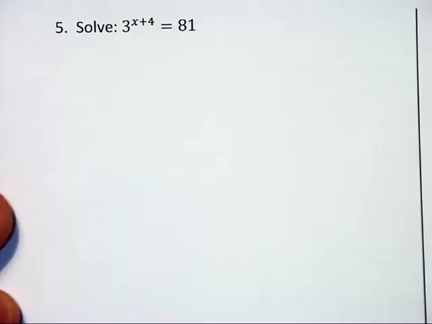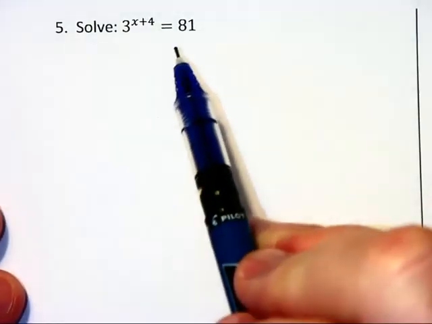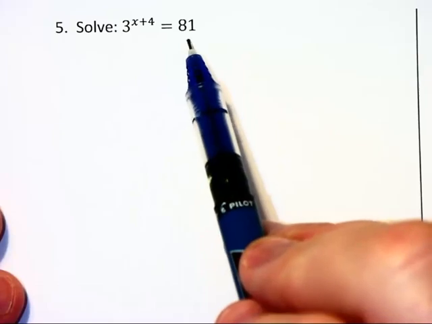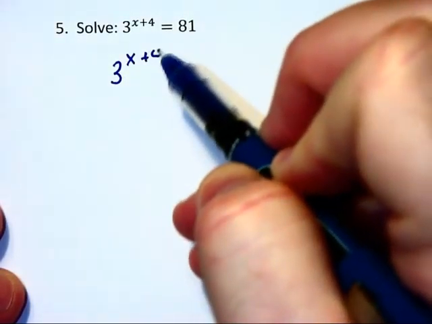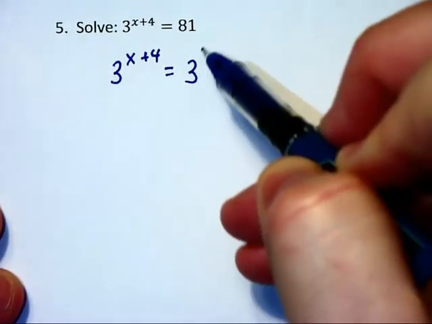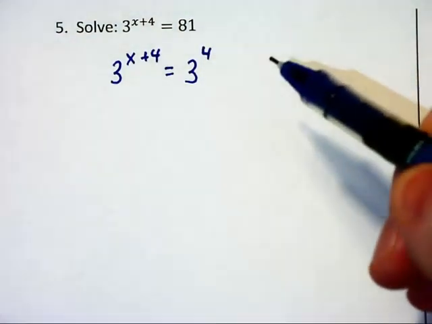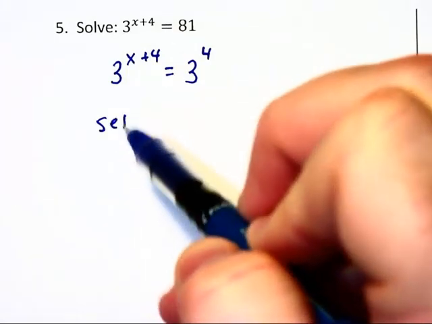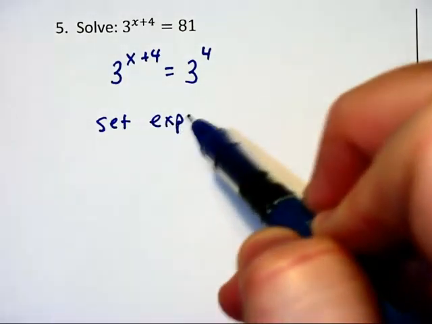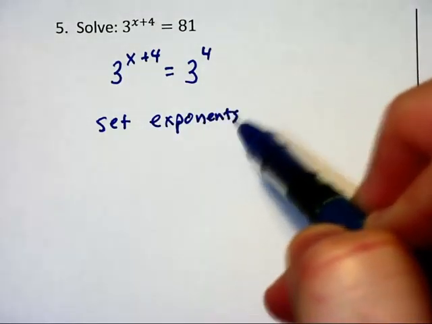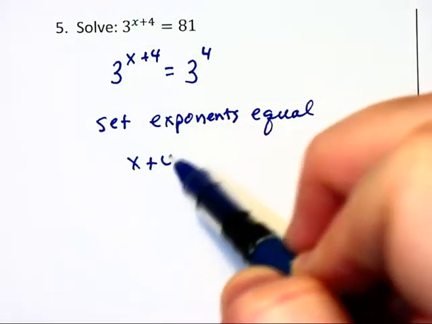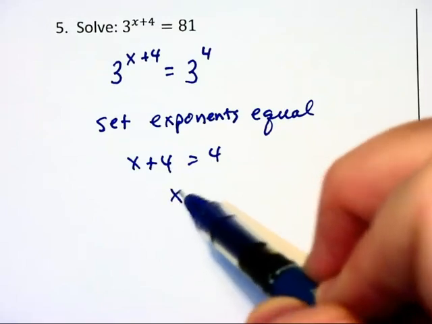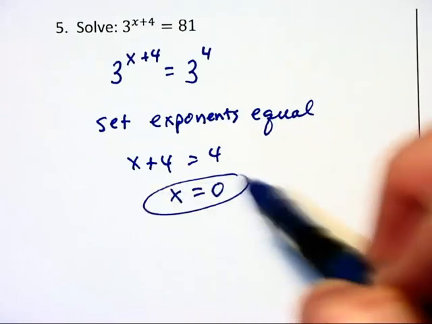This next problem asks us to solve an exponential equation, and I happen to notice that 81 is a power of 3. So let's rewrite this as 3 to the x plus 4 power is equal to 3 to the 4th. And since I have the same base on each side, I can set my exponents equal to each other and then solve the equation that remains. We then have x plus 4 is equal to 4, and x is then equal to 0.